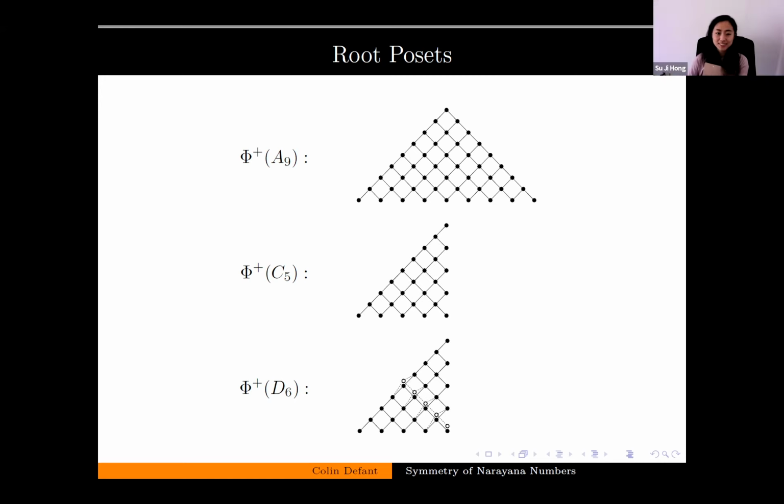Any other questions? Does the homomesy that you're seeing of n over 2 extend birationally in the type D case?